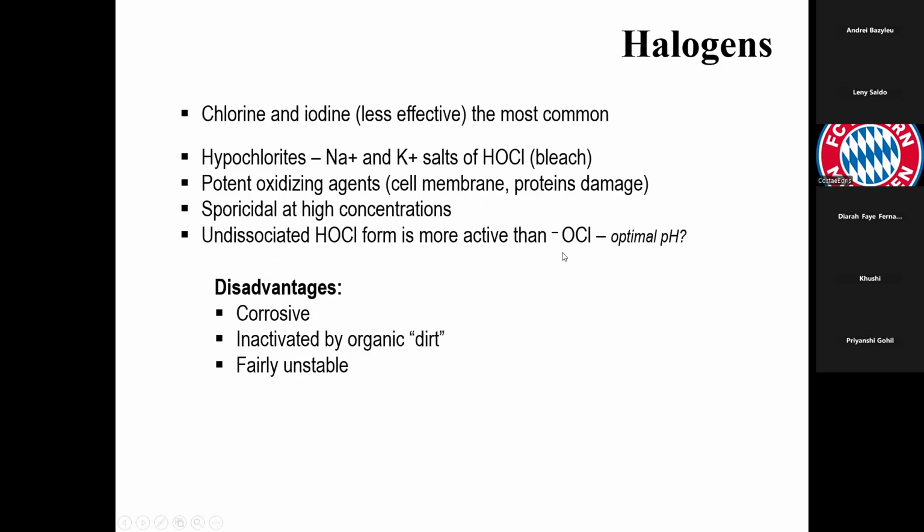Halogens, another common disinfectants out there, are usually chlorine and iodine containing compounds. Chlorine is more effective. Iodine, not so much. It's less effective. The most common representative you need to know for the test are the hypochlorites. Hypochlorites are the salts of hypochlorous acid, HOCl. Sodium and potassium salts of that acid are called hypochlorites.